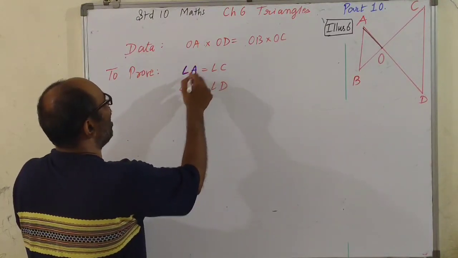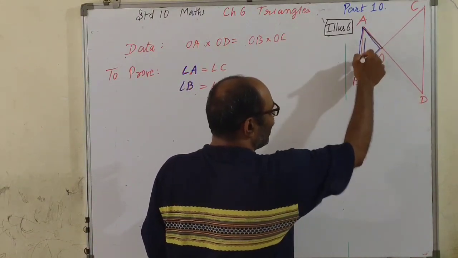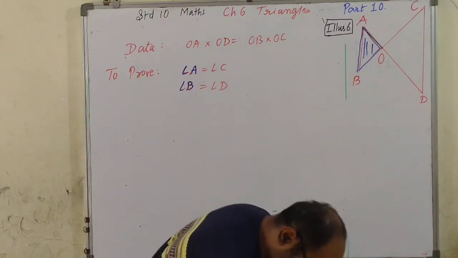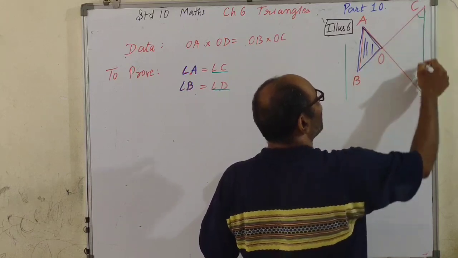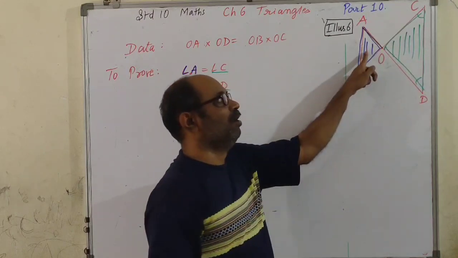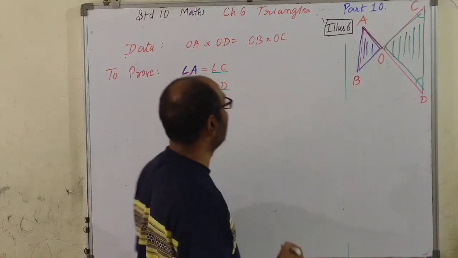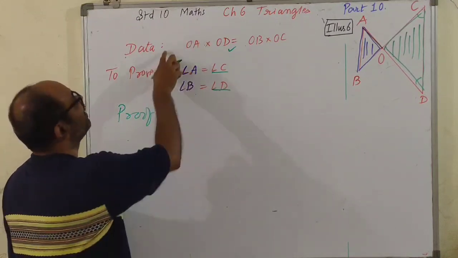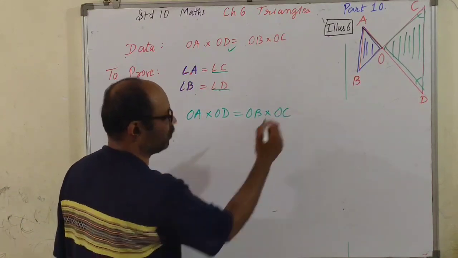ये एंगल A और एंगल B, देखो, A और B ट्राइंगल AOB के हैं ना? Angle A and angle B are of triangle AOB. और आप इसको देखो, angle C और angle D, C is here, D is here, so this is of this triangle. Somehow we'll have to show the blue triangle is similar to the green triangle, काम बन जाएगा। और उसके लिए डेटा में कुछ ऐसा है, so let's start exploiting the data. OA into OD is equal to OB into OC.